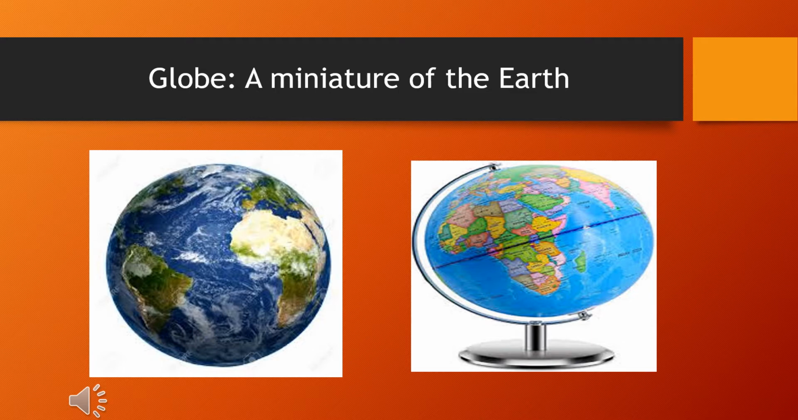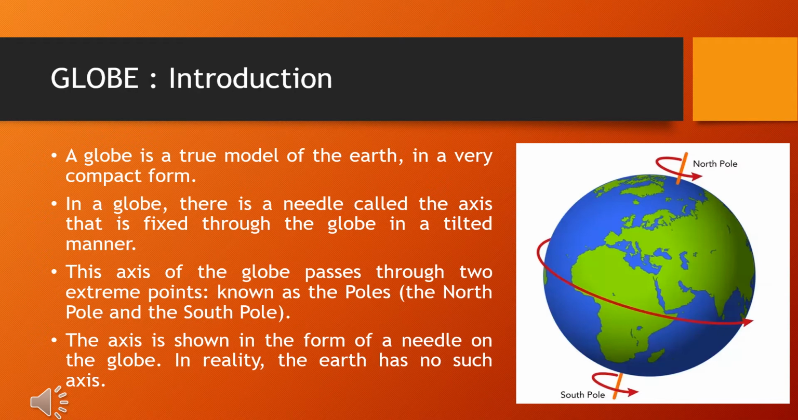The globe is not fixed. It can be rotated the same way as a top spin or a potter's wheel is rotated. A globe is a true model of the Earth in a very compact form. Why in compact form? Because we can't see areas in more detail on the globe.